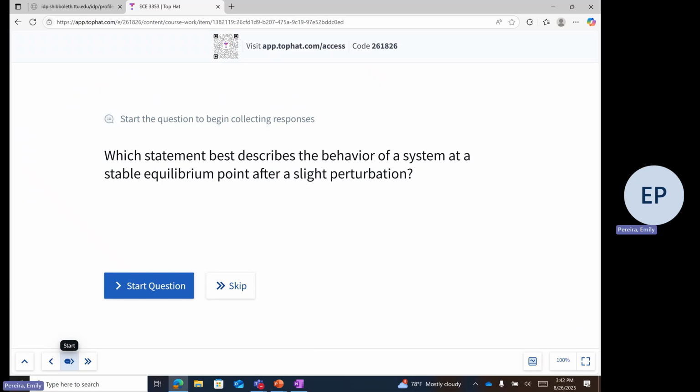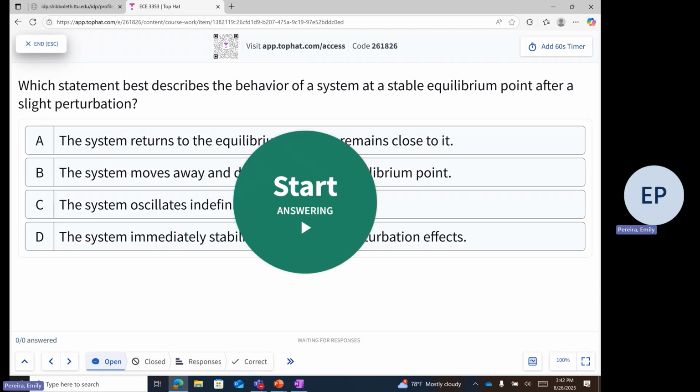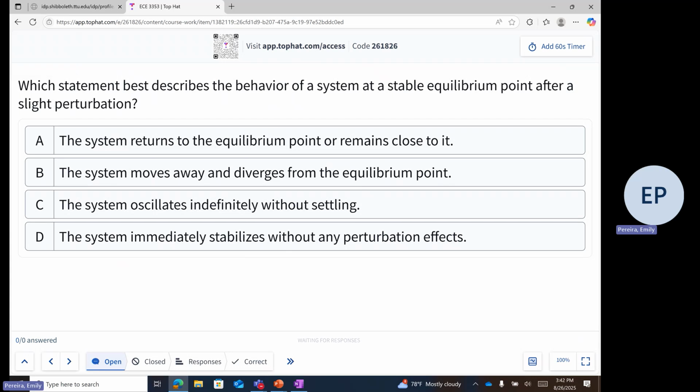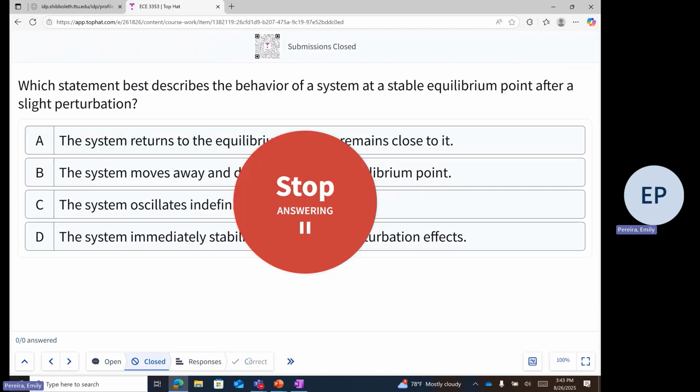Which statement best describes the behavior of a system at a stable equilibrium point after a slight perturbation? A, the system returns to the equilibrium point or remains close to it. B, it moves away and diverges. C, it oscillates indefinitely without settling. D, the system immediately stabilizes without any perturbation effects. So the correct answer is actually A.